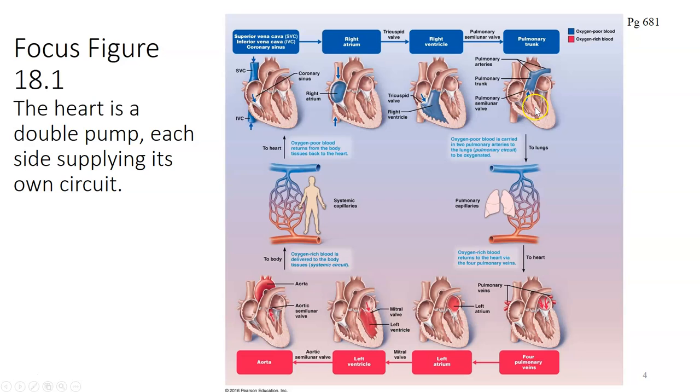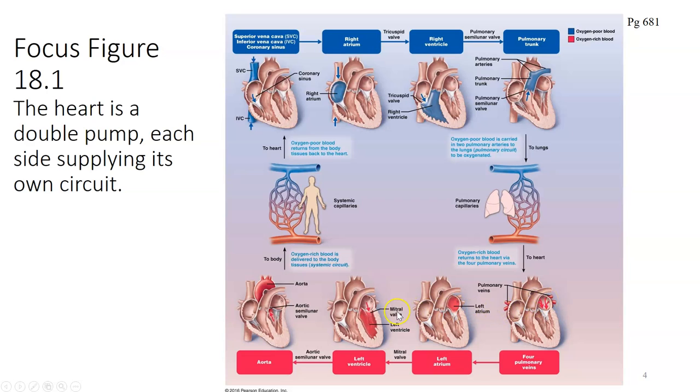The right ventricle will then contract and push blood into the pulmonary trunk on its way to the lungs. Notice at the top of this diagram that the blood is illustrated in blue to demonstrate that it is oxygen-poor blood. The blood then flows through the pulmonary capillaries, or the capillaries of the lung, and is returned via the pulmonary veins to the left atrium.